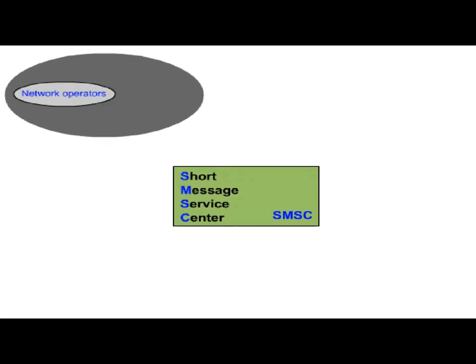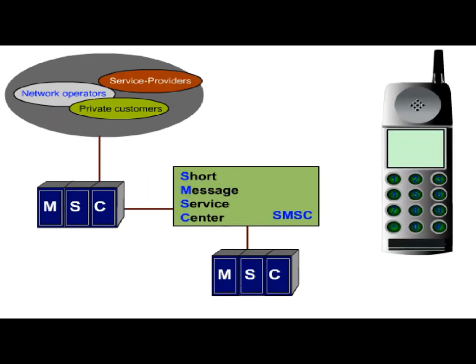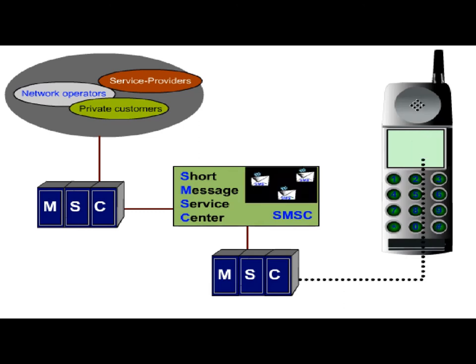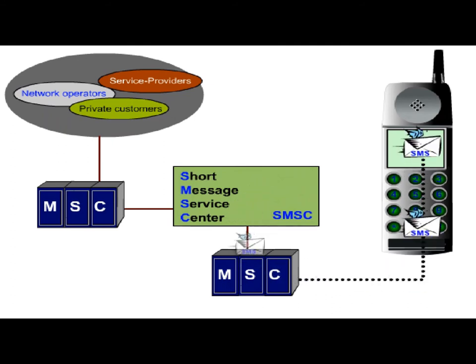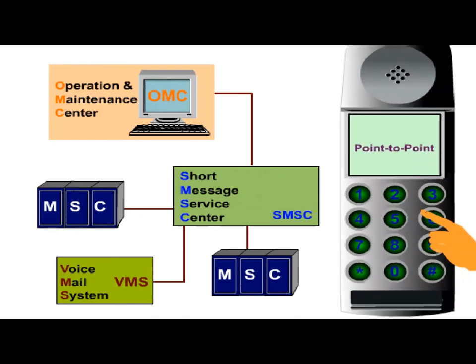Via the Short Message Service Center, SMSC, network operators, service providers and private customers can send short messages directly onto the mobile station of any subscriber. In the SMSC, the short messages are stored temporarily and forwarded to the recipient. Point-to-point short messages are alphanumerical messages with a maximum basic length of 160 characters, which are entered directly via the keyboard of the mobile phone. Compression and concatenating techniques increase the number of transmitted characters.